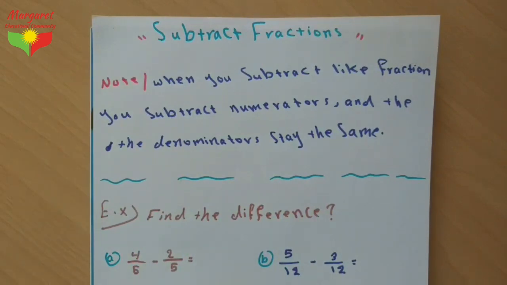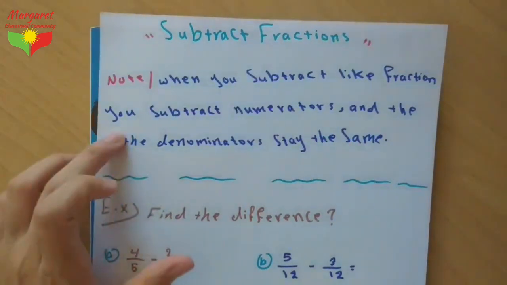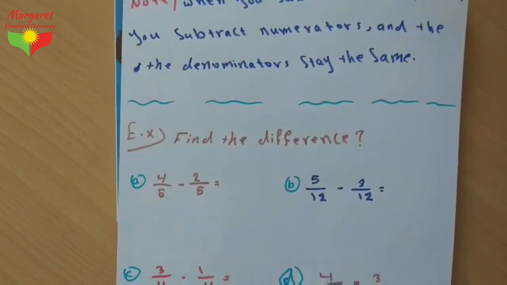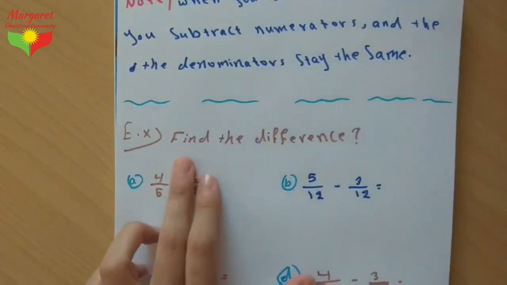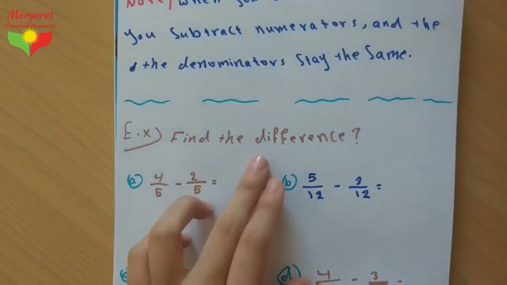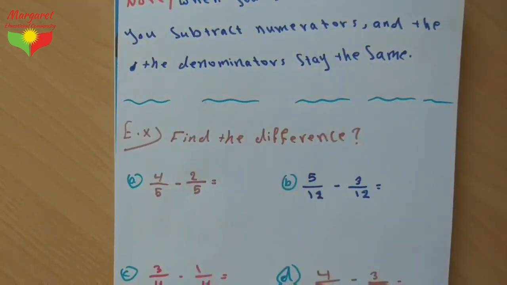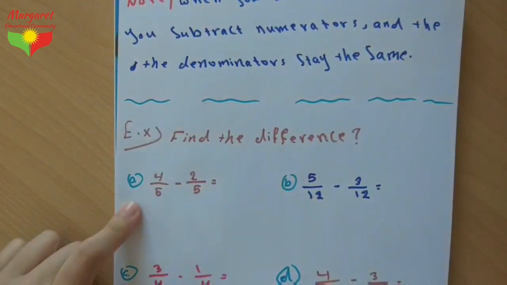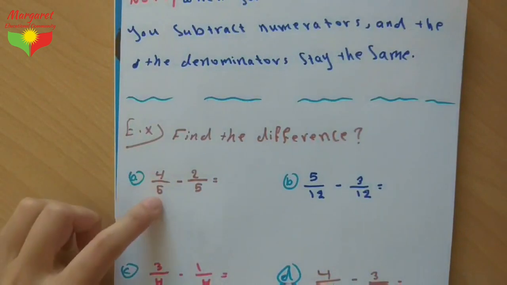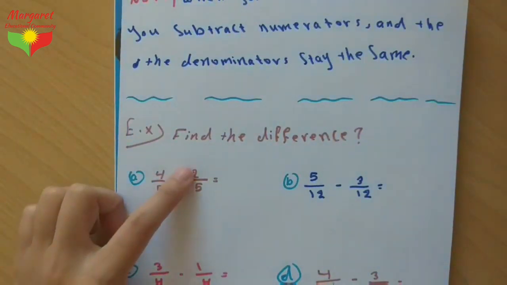How? To explain this note we have an example, and the example asks us to find the difference. From part A, 4/5 minus 2/5.